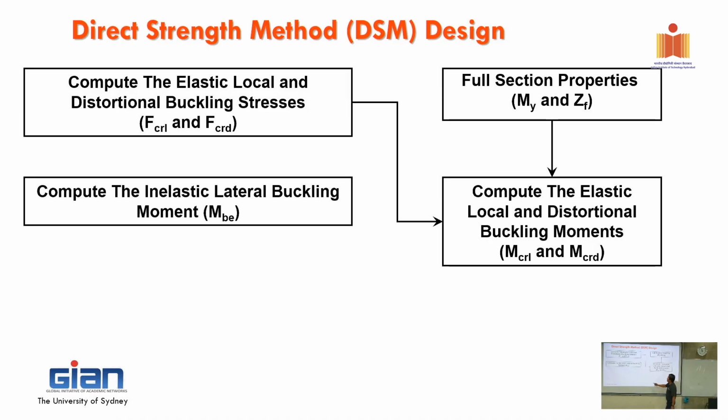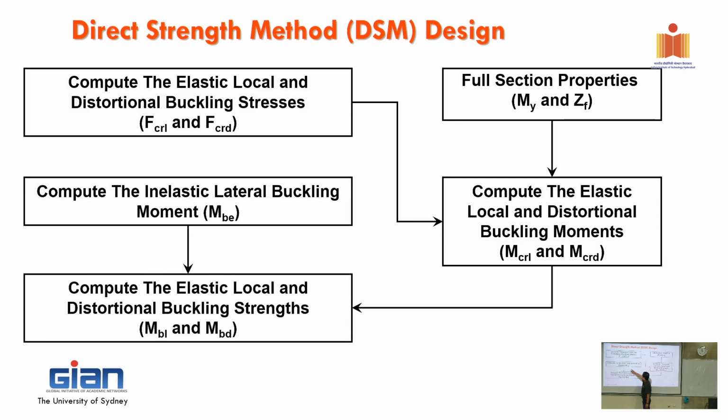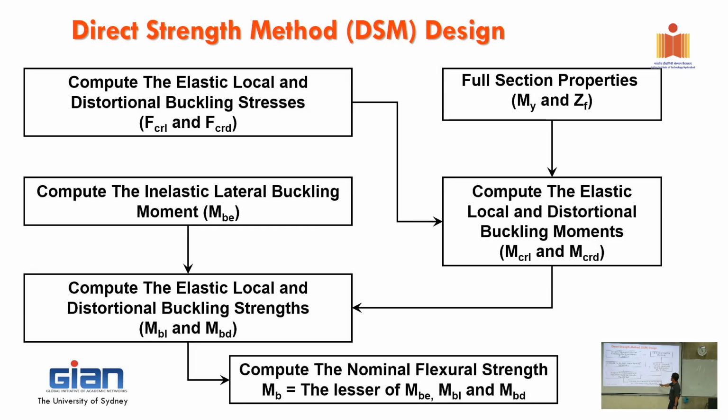And then we calculate the inelastic lateral-torsional buckling strength. I will show you later. And then at the end, you compare which one is the smaller. So this is the member capacity, and this is the distortional buckling or local buckling. This is the sectional capacity. This is the member capacity. And then at the end, we calculate which one is the smallest one.